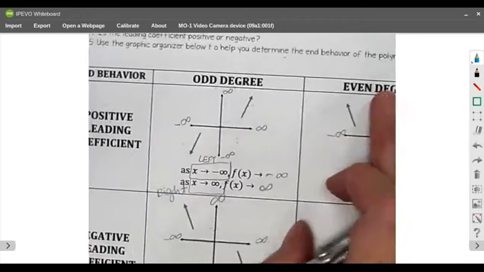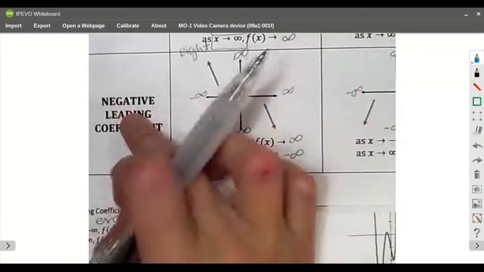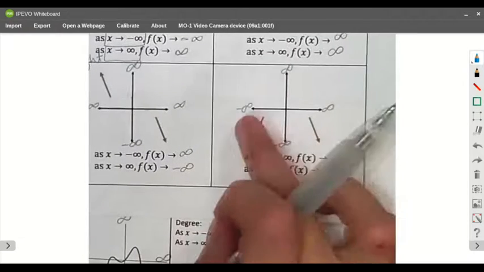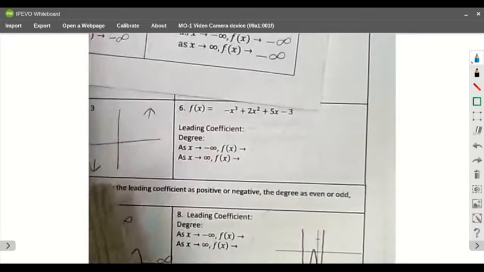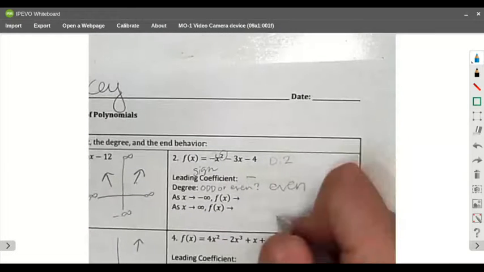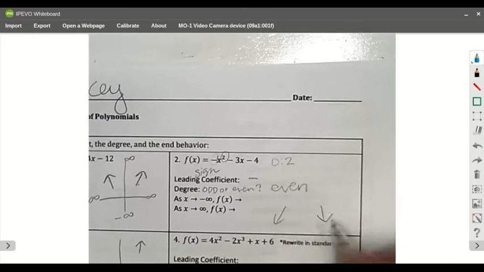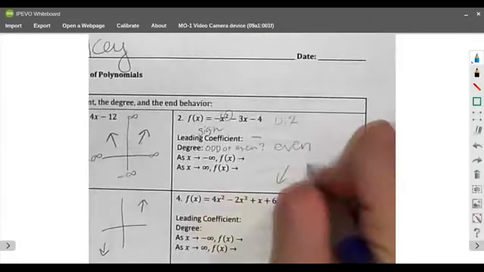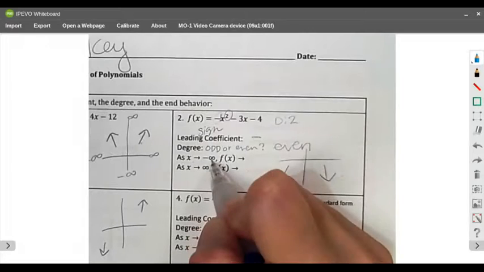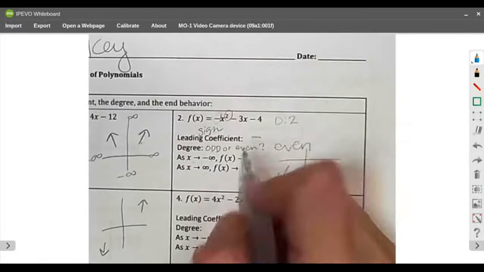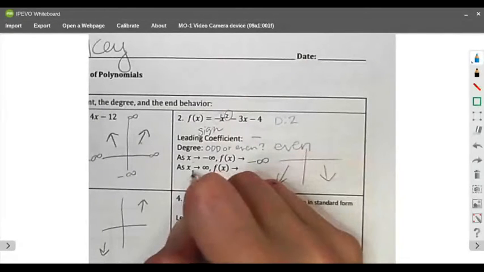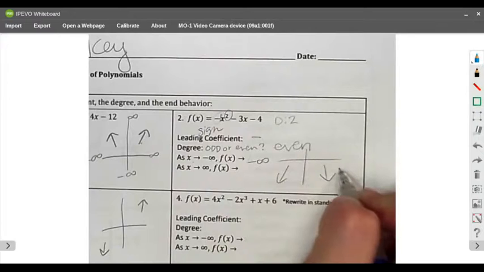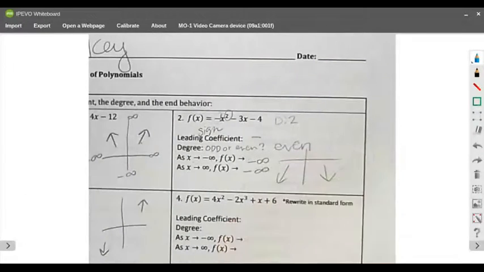So even, negative is the bottom. This is even, negative. They both point down. So you go back to this. I like to just draw it, both down. If they're both pointing down, both of your end behaviors are going to go to negative infinity. If you're not sure why, think about it: as x approaches negative infinity, that means the left side of the graph. See how it's pointing down? So that would be negative infinity. And then as x approaches positive infinity, that's the right side of the graph, it also points down. So they're both negative. So there's the first one.